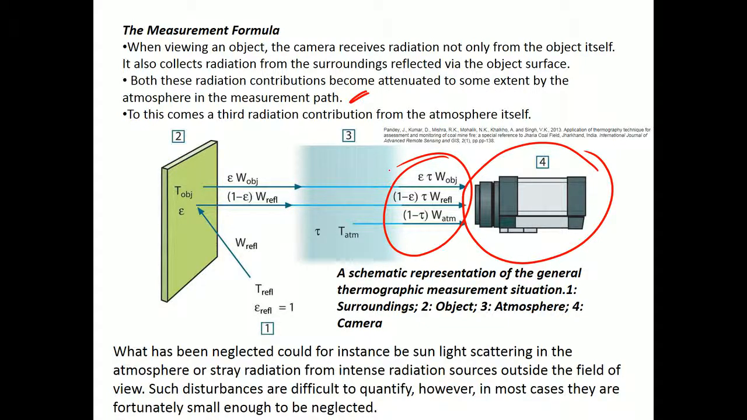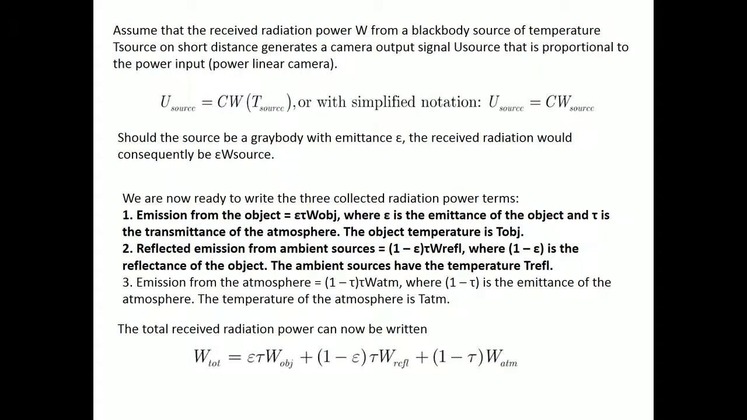Okay. So, what has been neglected, for instance, could be the sunlight scattered, okay, or stray radiation from an intense radiation source outside the field of view. Such disturbances are difficult. However, in most cases they will be small also, but if you are not sure, in your case you have to do a controlled experiment, in a controlled room environment, okay, where all these extraneous sunlight and other things are not there, right.